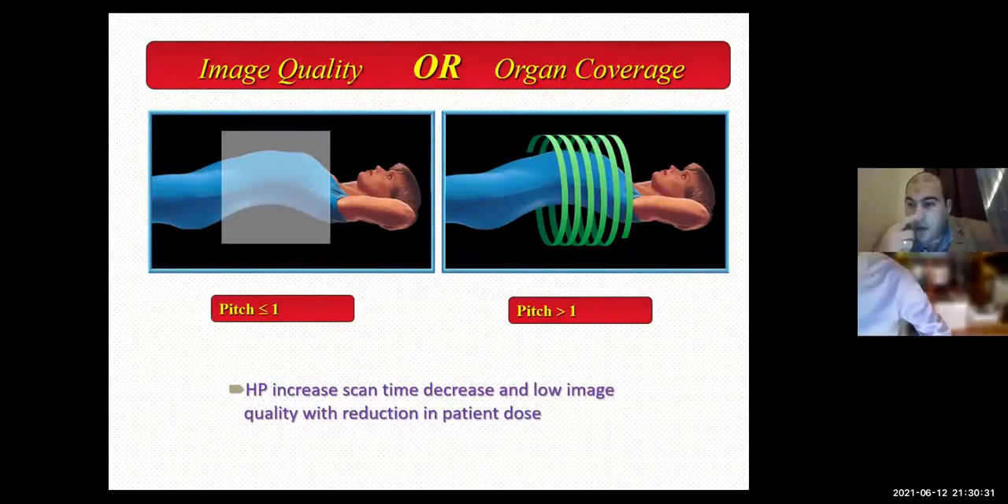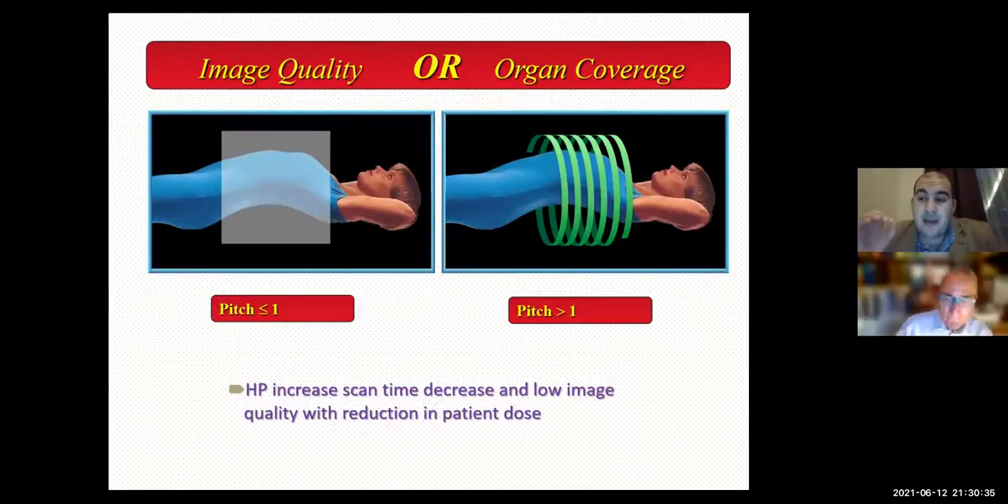I recommend everyone to go to the CT machine in his radiology center and review all CT protocols and adjust them to be optimum, to reduce the patient dose and also to get the optimum image quality.